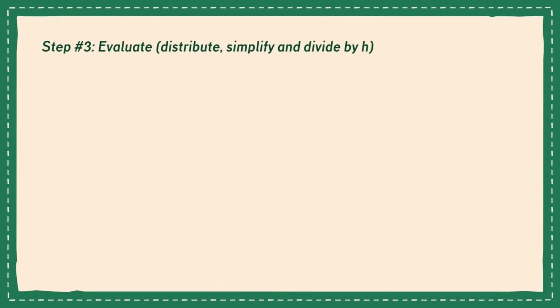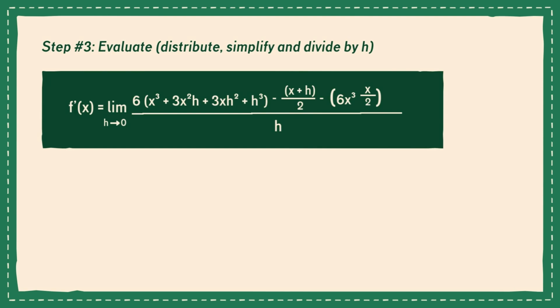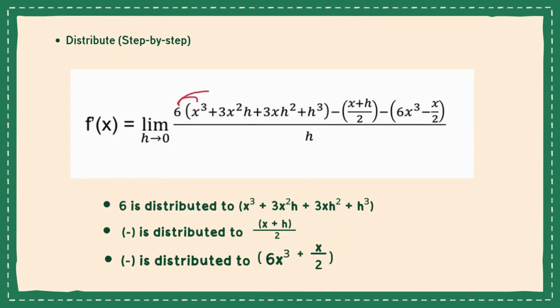Now let us proceed to step 3. Let's expand first the x plus h cubed by using the FOIL method. Now that we have expanded the x plus h cubed, we'll proceed to distribution. 6 is distributed to the expanded form of x plus h cubed, which is x cubed plus 3x squared h plus 3xh squared plus h cubed.